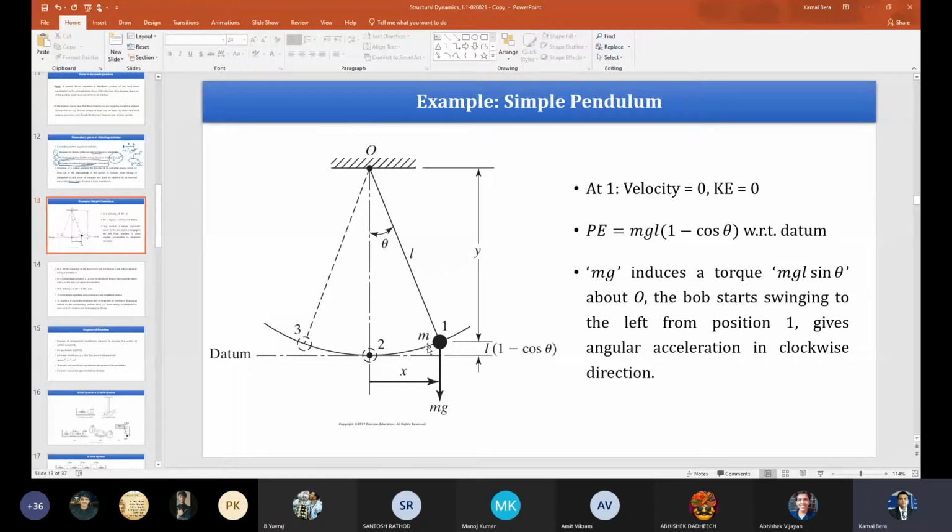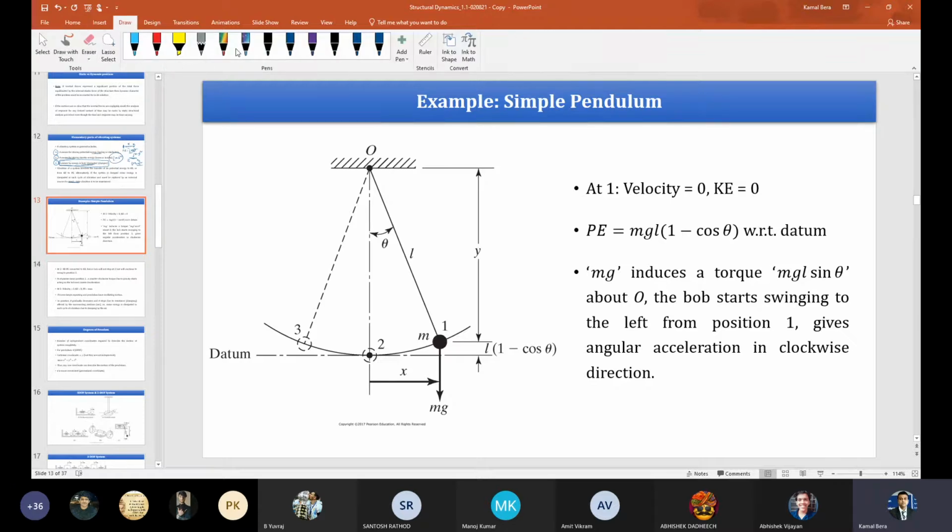Now when the bob is at position 1, the weight mg is acting in the downward direction. Due to this weight, there is a clockwise moment, a torque basically, whose value is mg multiplied by the distance traveled. So what is the distance traveled? From trigonometry, you can very easily find out.